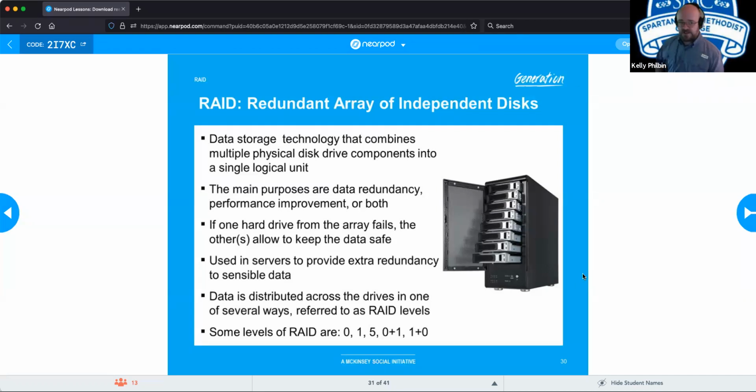The levels you need to know and understand are RAID 0, 1, 5, 0+1, and 1+0. Those are the RAID types that you need to be fully aware of with regards to the exam.